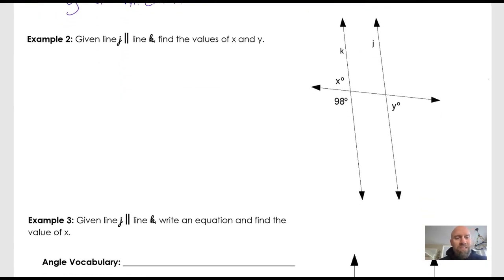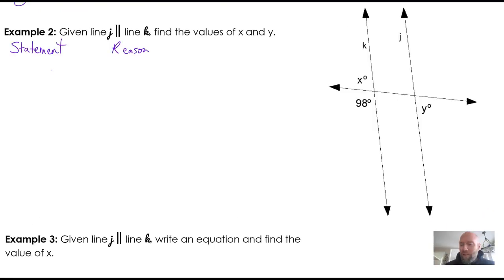It says, given that line J is parallel to line K, find the values of X and Y. Okay, similarly to number 1, I'm going to create some statements and give some reasons to those statements. So I'm going to start by saying that line J is parallel to line K. And the reason that I can say that is that was given information.